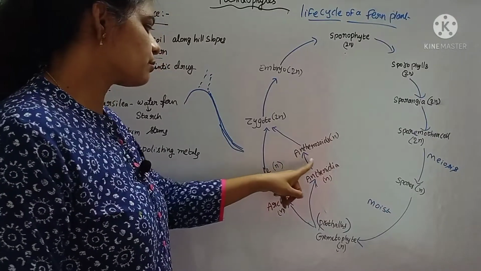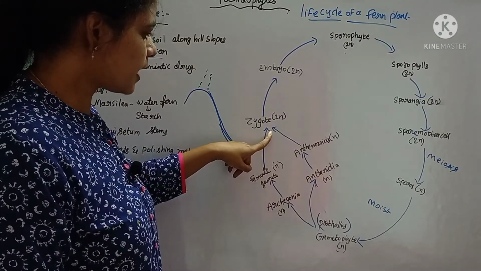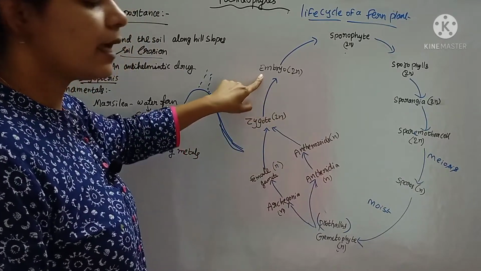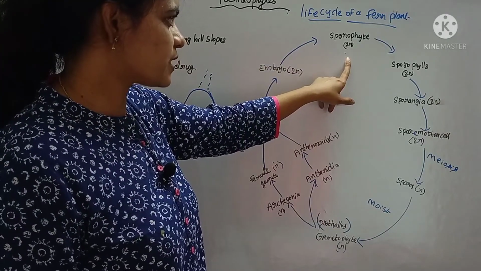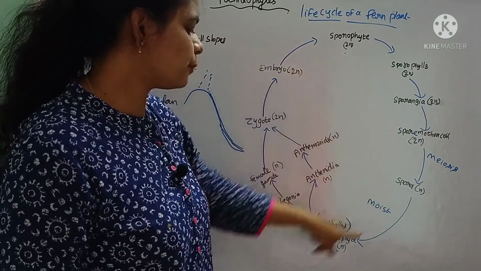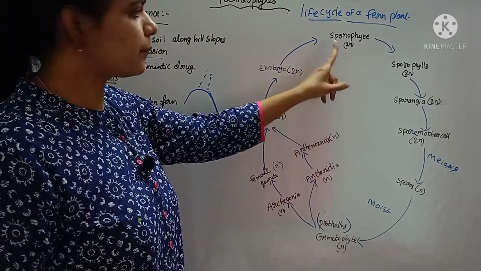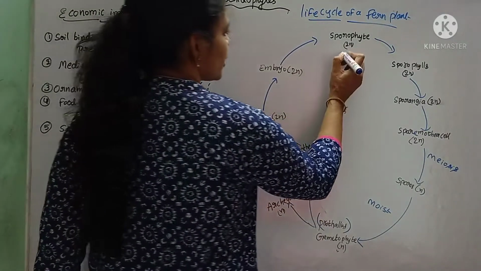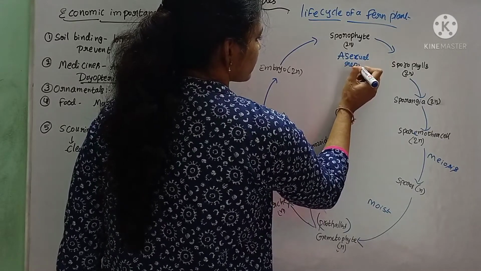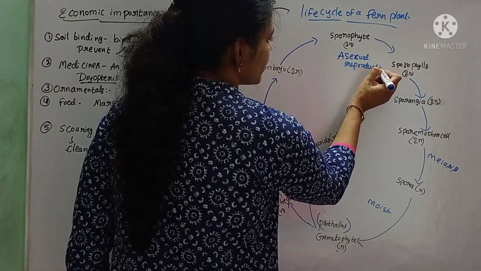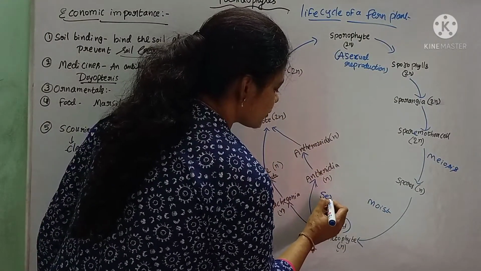These male gametes fuse with the egg and produce a diploid zygote. This zygote further develops into an embryo which develops into the sporophyte. Diploid sporophyte is present here. The diploid sporophyte is followed by haploid gametophyte. Haploid gametophyte is followed by diploid sporophyte. In the sporophyte, asexual reproduction occurs. Asexual reproduction occurs in the sporophytic stage. In the gametophytic stage, sexual reproduction occurs.